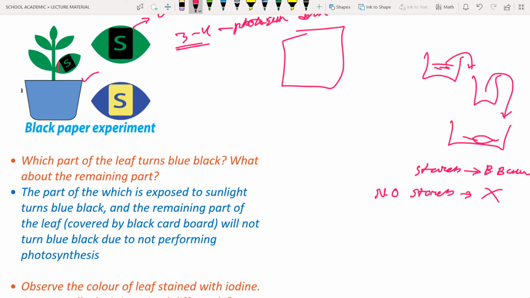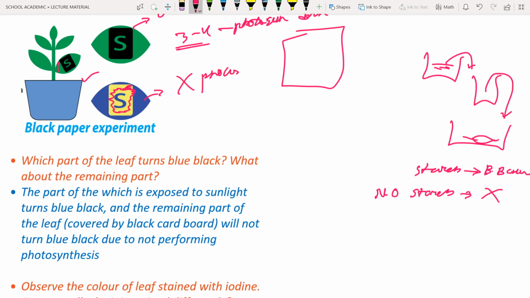So in our experiment, the leaf will show the blue black color around the edges or sides and not in the center where the black cardboard was placed. Can you see, the cutout which is placed over the leaf has not shown any color. Why? Because this place is completely covered by the black cardboard. The light will not pass through the black cardboard. Hence, in that region, there is no photosynthesis.